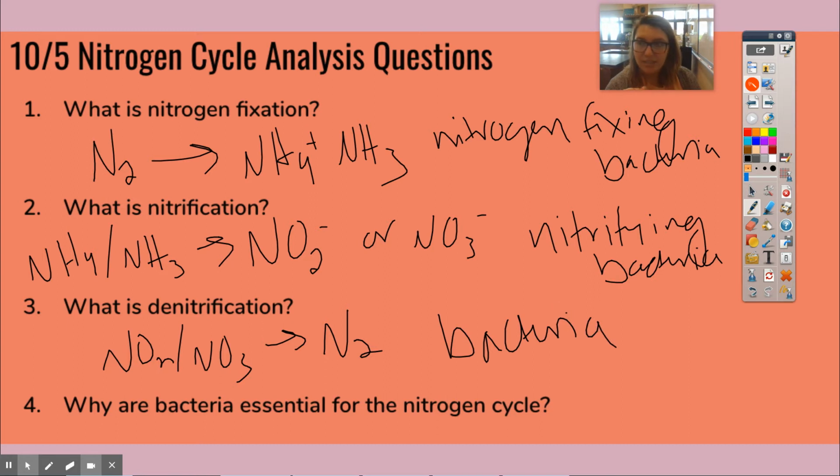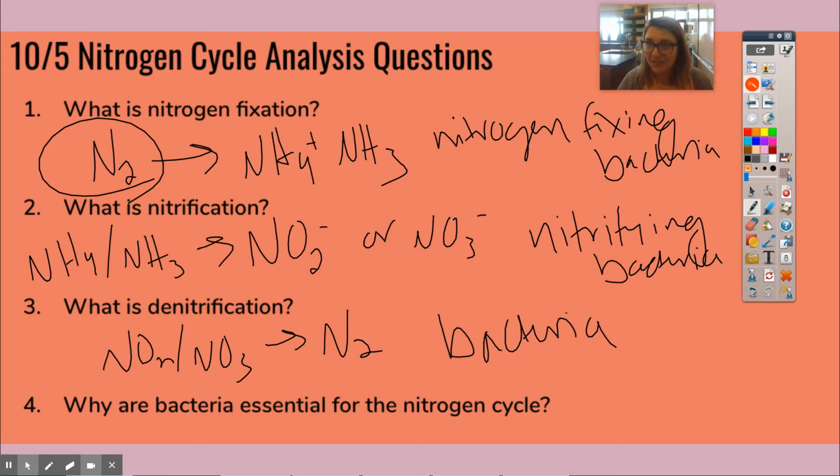So why are bacteria essential for the nitrogen cycle? Remember, this nitrogen is inert. We can't use it. Yes, 78% of what we inhale is nitrogen, but we inhale it and we exhale it. We can't do anything with that nitrogen, and nitrogen is a very essential atom that we all need.